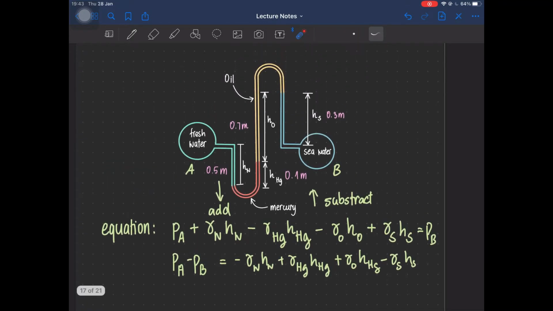The given densities will be shown in a few seconds.